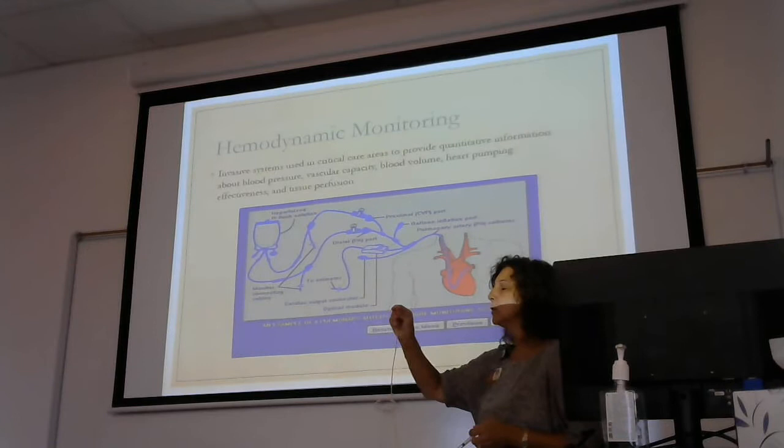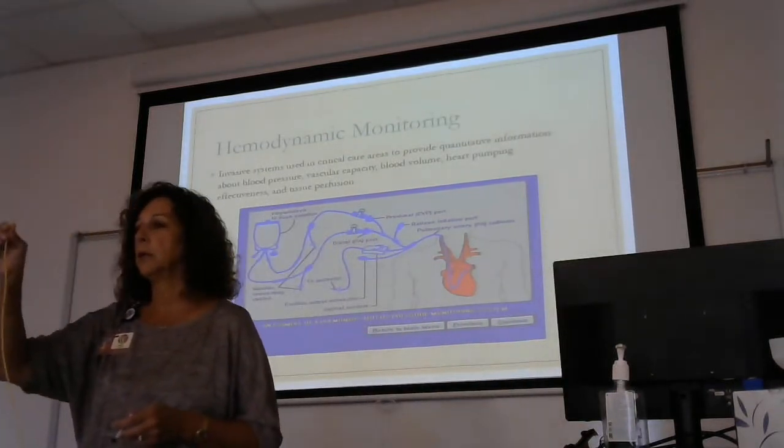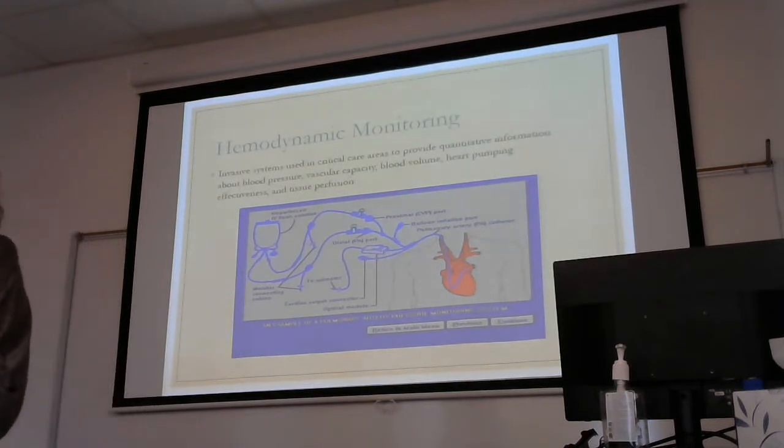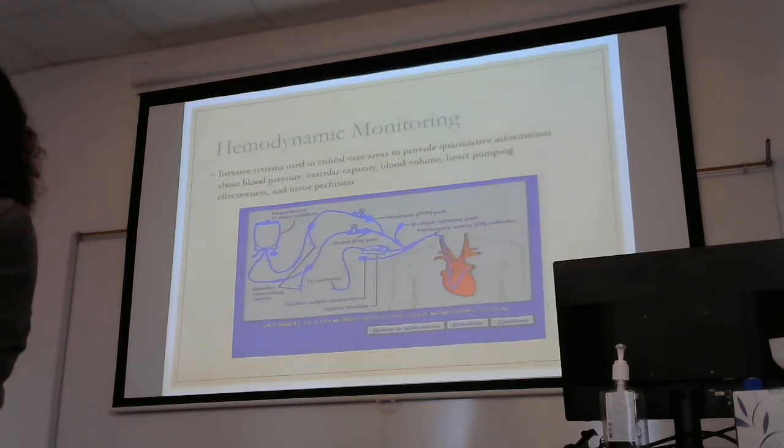Okay. There's a balloon here at the end, a very small balloon that you can only inject with air. There's a certain syringe that will come with your PA catheters. Don't go get anybody's syringe. This one locks out at 1.5 mils.